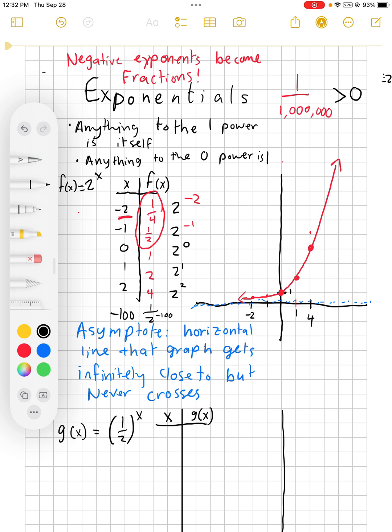I want you to draw in your asymptotes as dotted lines for every graph for the rest of this unit. So draw in asymptotes. We're also going to add one more vocabulary word. Notice, I would describe this graph as increasing. As I look at it from left to right, our graph is going up. It's increasing. We're going to call this on an exponential graph growth. So go ahead and label this growth.